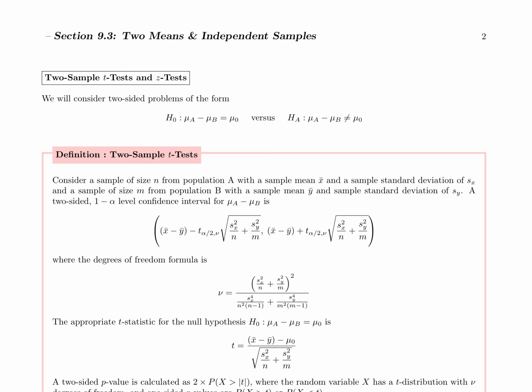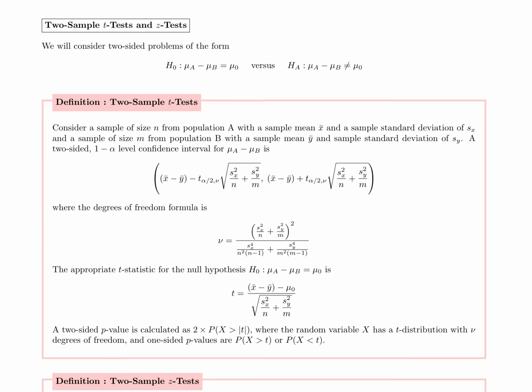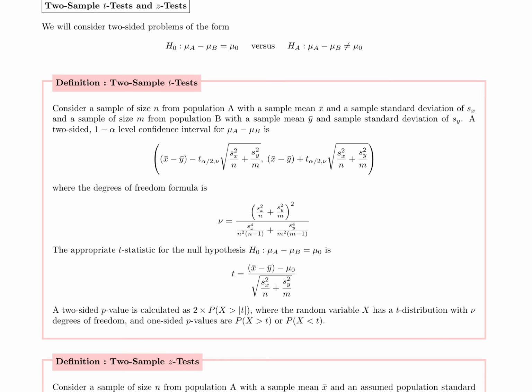So if our null hypothesis is that mu A minus mu B is equal to mu naught, we're going to be looking at the two-sided test where our alternative is that mu A minus mu B is not equal to mu naught. So let's take a look at our two-sample t-test first, because oftentimes that's what we're going to have. We will rarely have the information about a standard deviation from a population. Most of the time, we're going to have sample standard deviations. So let's see what that means.